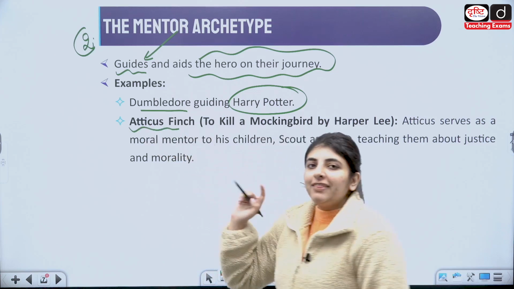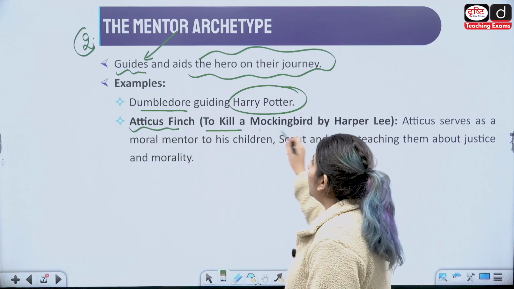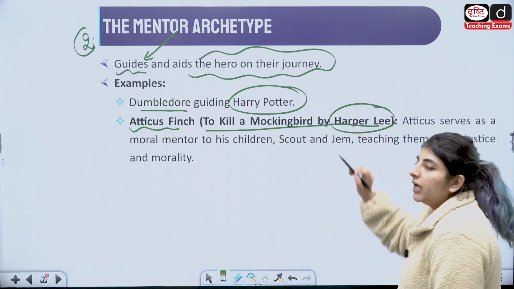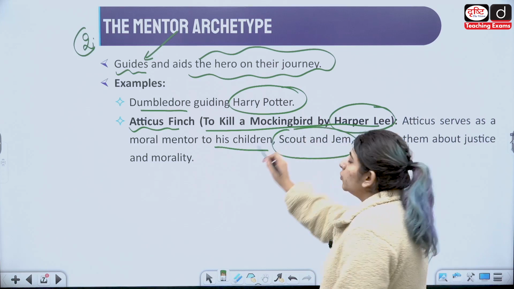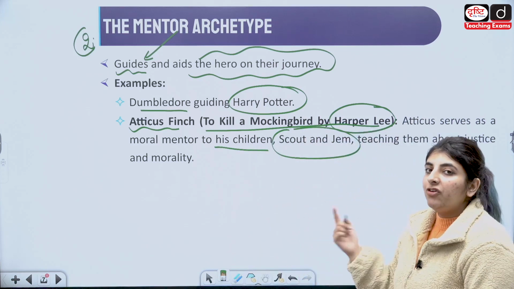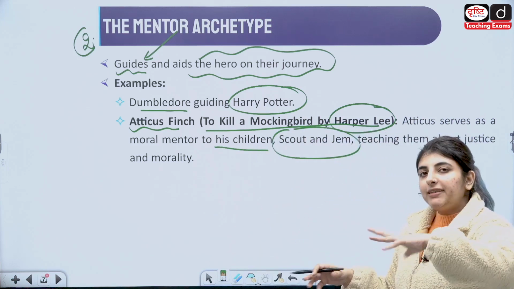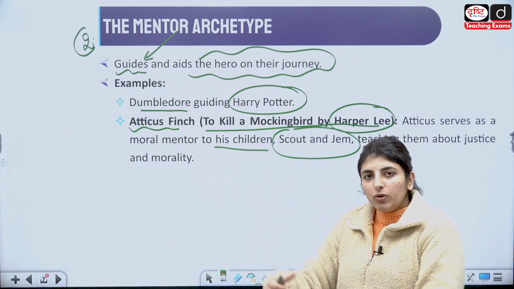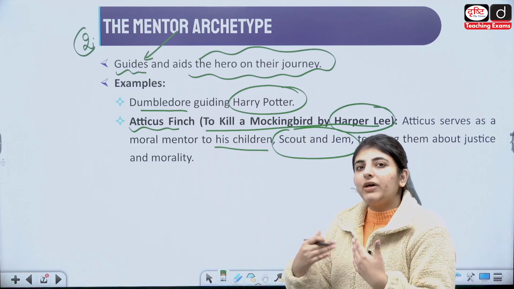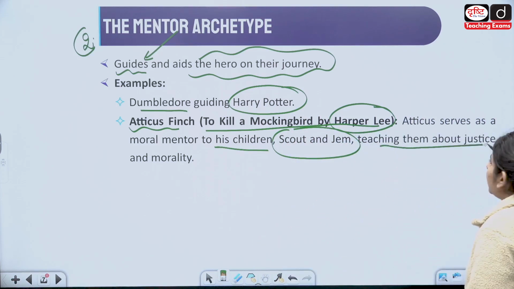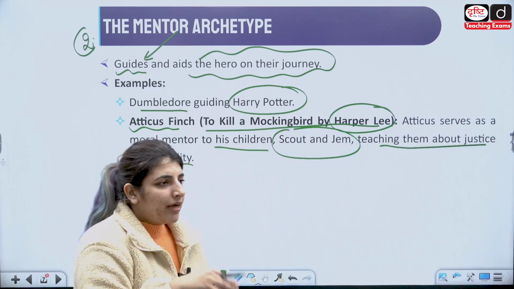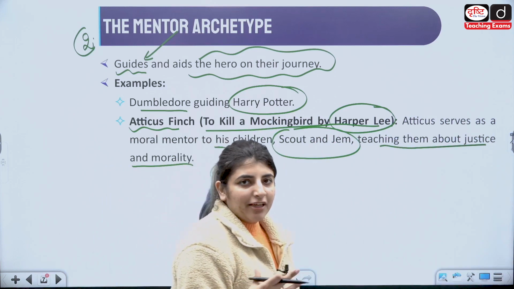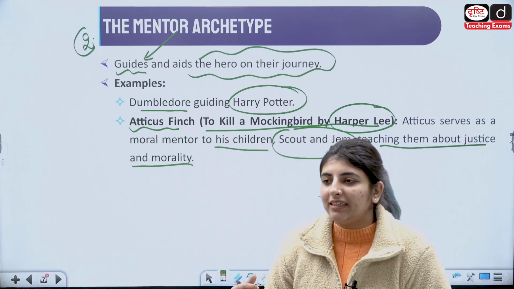Atticus Finch in the very popular work To Kill a Mockingbird by Harper Lee, we see how he tries to be a mentor to his children, Scout and Jem, and to make them walk on the right path, he tries to be present for them, to guide them thoroughly, teaching them about justice and morality, right? So any character, any book could also be considered an archetype.